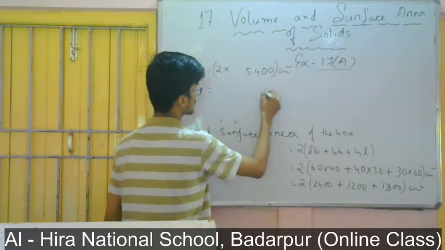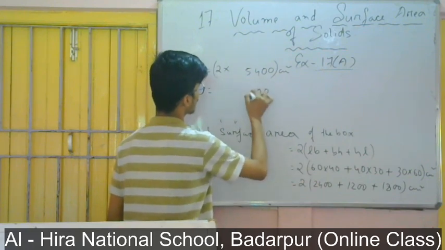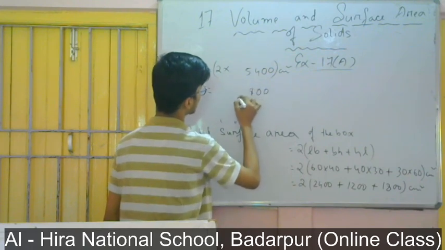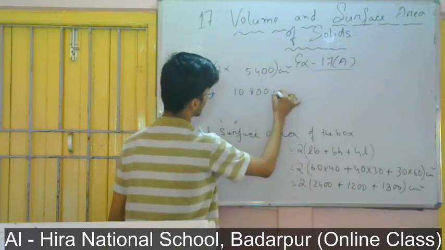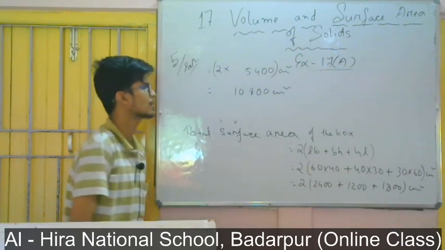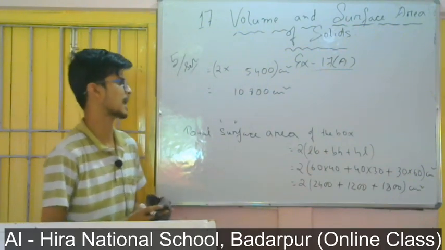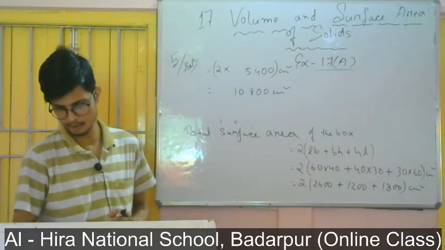So 2 into 5400. 2 4s are 8 and 5 2s are 10. 10800 centimeter square. So this is the total surface area. Now I can easily find the cost of painting.